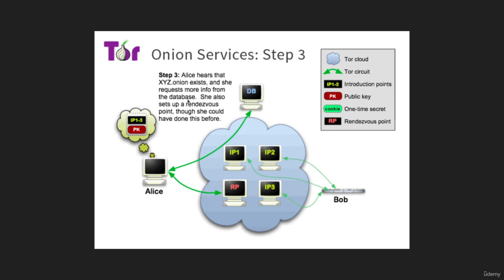Okay, now in step 3, you can see that Alice hears that xyz.onion exists and she requests more info from the database. She also sets up a rendezvous point, though she could have done this before.